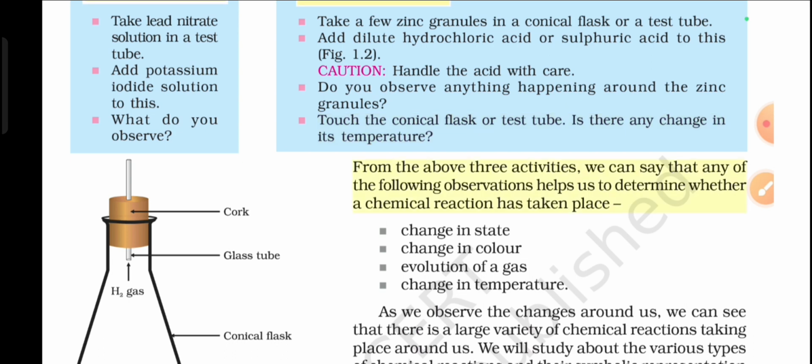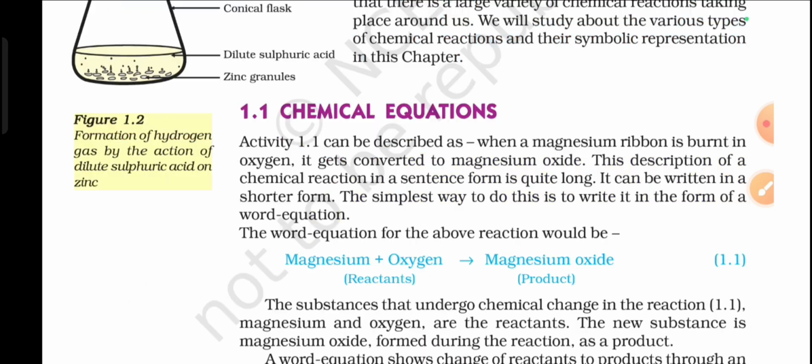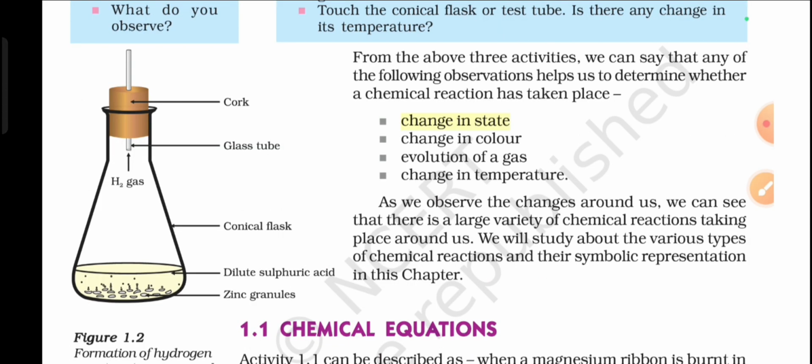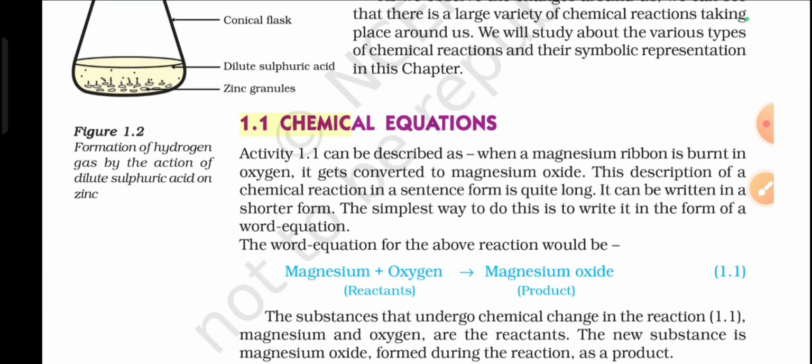From the above three activities, we can say that any of the following observations helps us to determine whether a chemical reaction has taken place. Figure 1.2. Formation of hydrogen gas by the action of dilute sulfuric acid on zinc. Change in state. Change in color. Evolution of a gas. Change in temperature. As we observe the changes around us, we can see that there is a large variety of chemical reactions taking place around us. We will study about the various types of chemical reactions and their symbolic representation in this chapter.